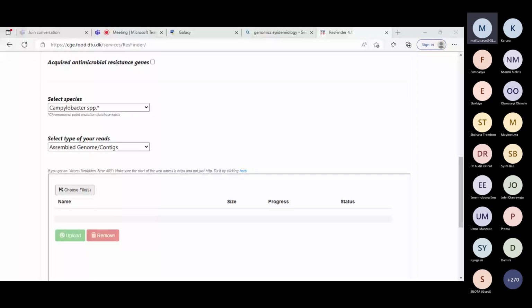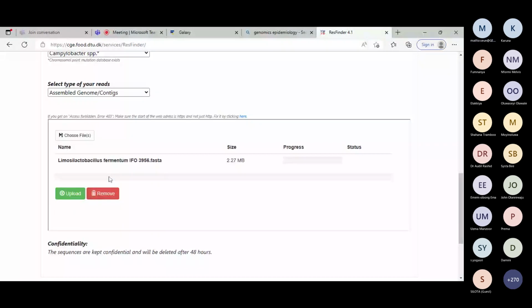Just scroll down and pick the genome annotation, the assembly file, the contigs. Just click it and then upload. The moment you upload, you'll be able to use this pipeline to predict antibiotic resistance genes. Don't forget the Center for Genomic Epidemiology. So this is what we have.